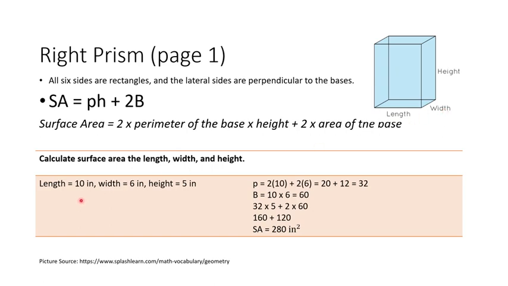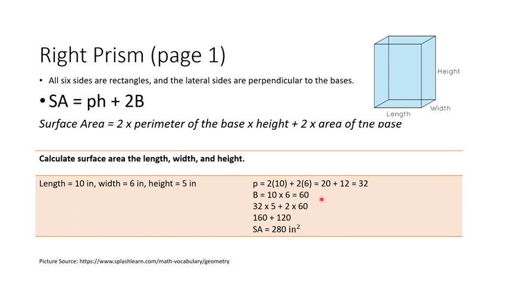The length will be 10. The width is 6. So for the perimeter, I use the formula of 2 times length plus 2 times width. And I got 32. So that would be 32 inches. Now the area of the base is going to also use the 10 and the 6 for the length and the width. And for area of a rectangle, we just multiply these two numbers together. Here we'll get 60 inches squared.